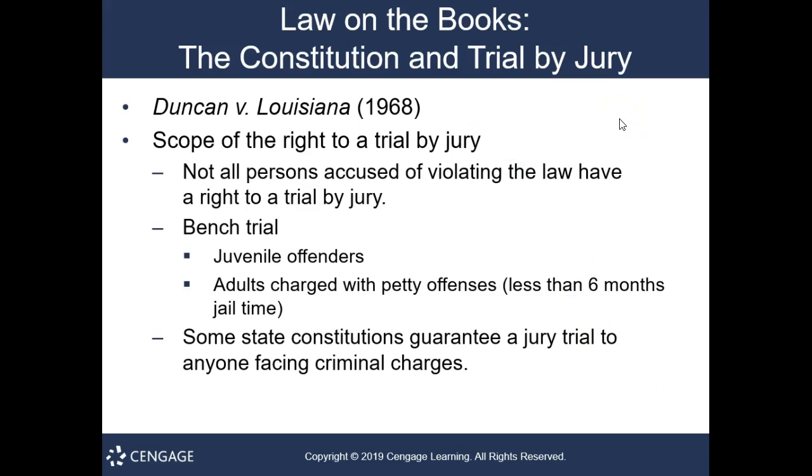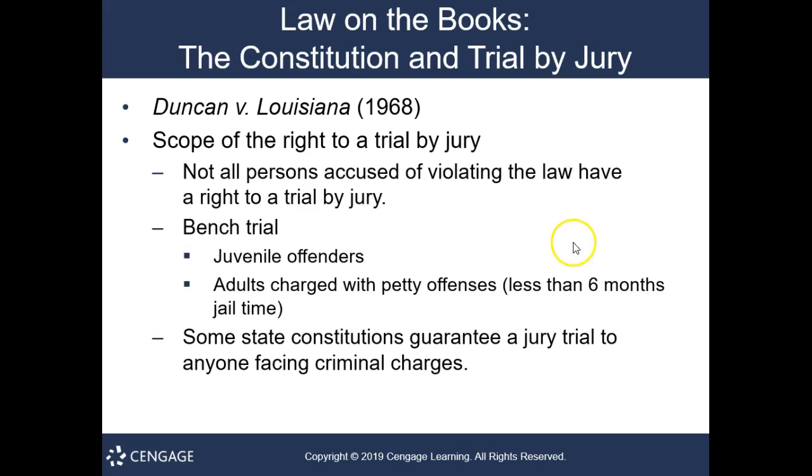Duncan versus Louisiana. Let's look at the scope of the right to a trial by a jury. Not all persons accused of violating the law have a right to a trial by jury. First, juvenile offenders, that's a bench trial. That means a trial before a judge. And adults charged with petty offenses, something with less than 6 months possible jail time, are not entitled to a jury trial under the federal Constitution.